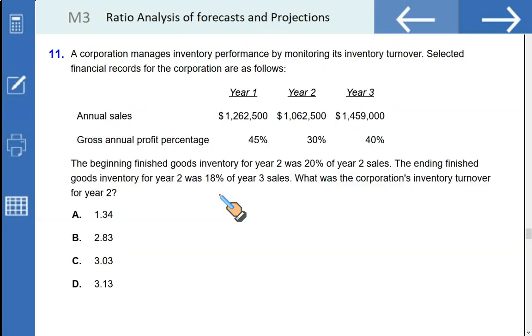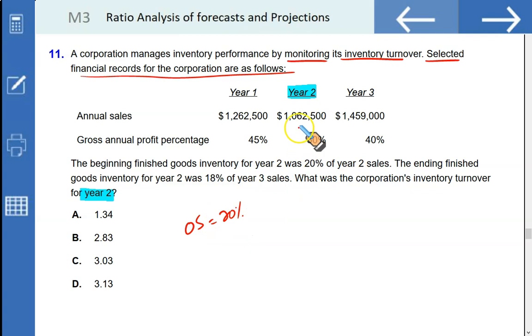A is the one. A corporation manages inventory performance by monitoring its inventory turnover. Selected financial records for the corporation are as follows. Annual sales are given for 3 years and gross annual profit percentage is given for 3 years, along with the beginning finished goods inventory for year 2. What are we required to find? What was the corporation's inventory turnover for year 2? So we are interested in this year. It says the opening stock for year 2 is 20% of the sales in year 2. So opening stock is 20% of 106,500, and if you simplify, it's going to be 212,500. This is your opening stock.